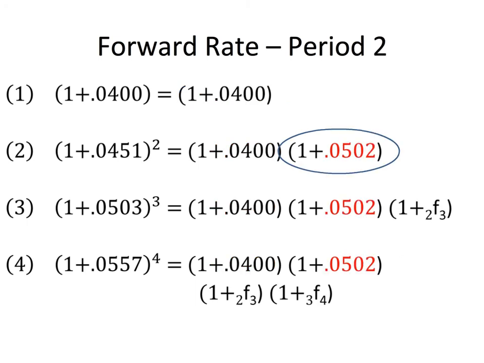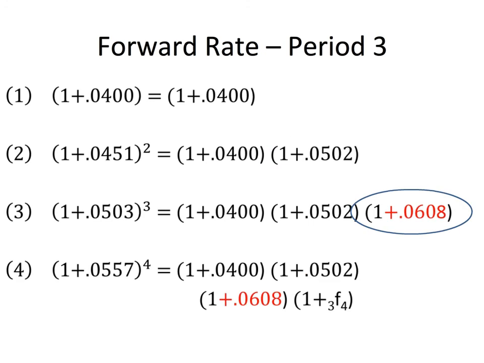Given that we now have the forward rate for period 1, we can solve for the forward rate of period 2, and you could solve equation 2, and if you work out that equation, it would work out to 5.02%. You can see that number again in the red and the oval. We then substitute 5.02% into equations 3 and 4, and as you can see, equation 3 now has one unknown in it, and we will solve for the forward rate for period 3 in the next overhead.